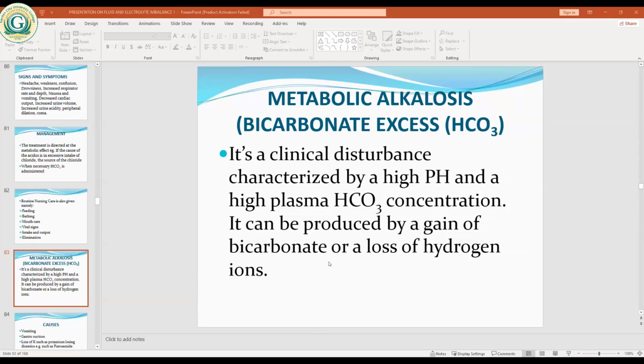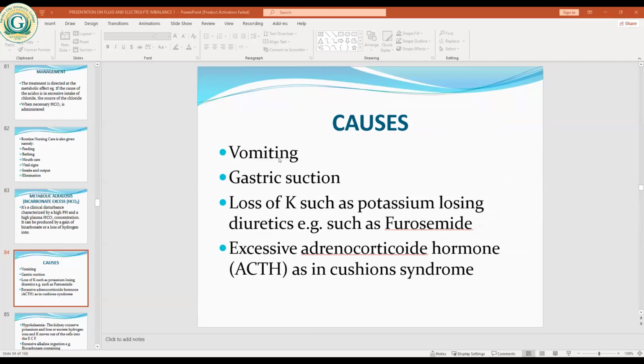Let's look at the causes. Vomiting, in respect to vomiting out the HCl in the gastric juice. Once you are throwing out and causing the output of the HCl, the body remains in alkalosis. Then gastric suction. Somebody might have taken poisonous substances and the person is put down to allow the nurses to use the NG tube to suck the substance out before it is absorbed. When they are sucking, they can suck the gastric juice, the HCl.